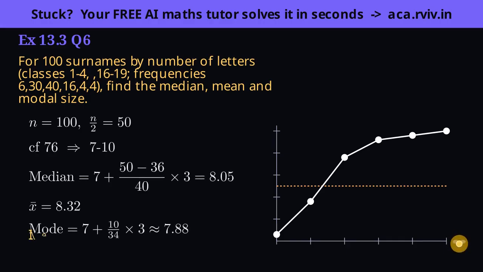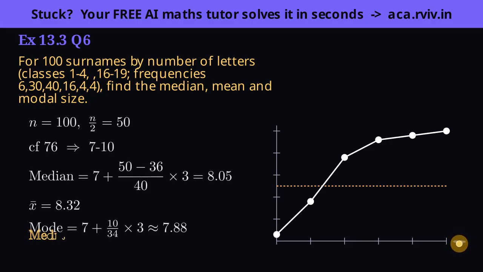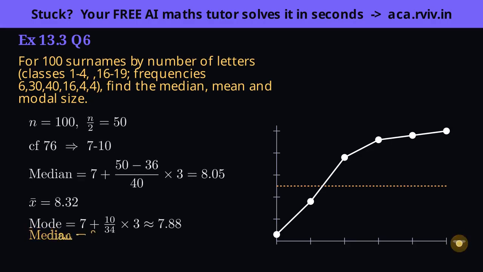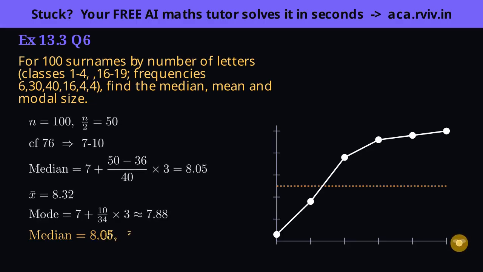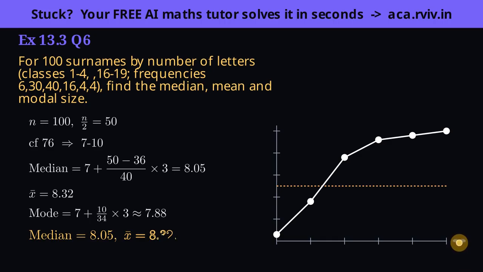So look how tightly the three measures cluster, mode, median, and mean all within half a letter of each other. Most surnames run about 7 to 9 letters, and the near agreement of all three tells you the distribution is close to symmetric. When the three averages huddle together like this, that's your signal the data is balanced.